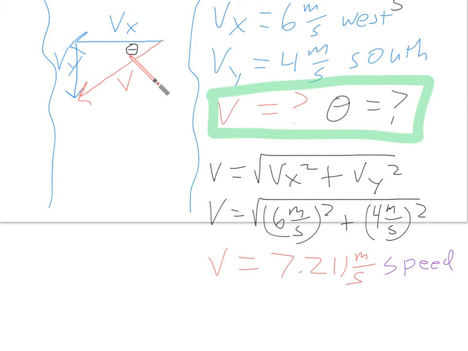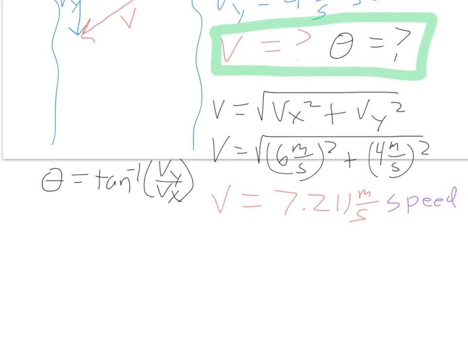So to do this, I'm going to use the inverse tangent function. Tangent is opposite over adjacent. That's the TOA in SOHCAHTOA. So direction equals the inverse tan of, in this case, Vy divided by Vx. Theta is equal to the inverse tan of my Vy, that's the river, that's the 4 meters per second, divided by Vx, that's the boat, that's 6 meters per second.